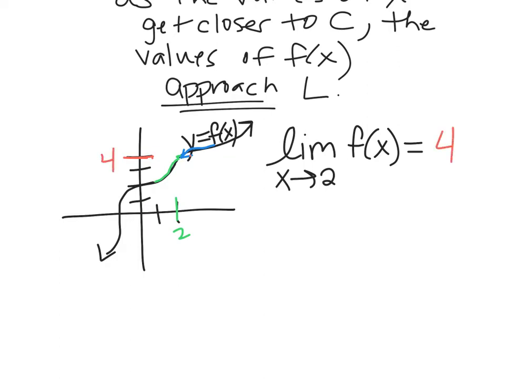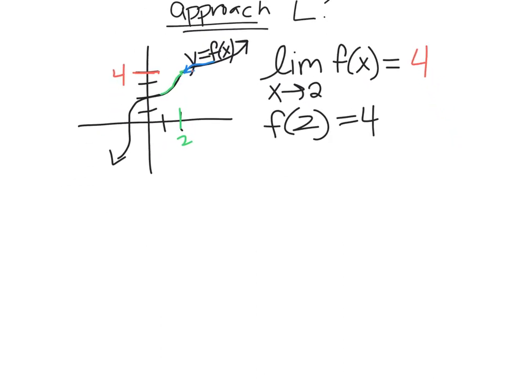Now, it just so happens on this graph that f of 2 equals 4. Okay? It's not a requirement, though. You don't have to equal what you're finding the limit of. But it just so happens on this one it does. Okay, let me show you another graph. Here we go. Try this one.